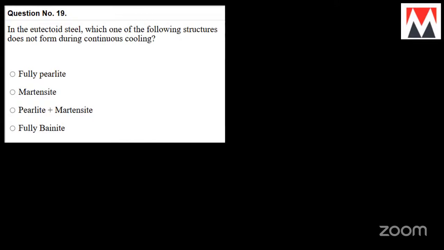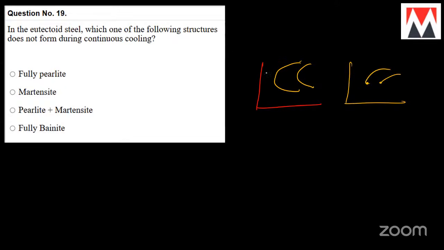So in eutectoid steel, which one of the following does not form on continuous cooling? If you have continuous cooling, which one does not form? Someone has already answered it. It is bainite. See here, one thing I want to make clear. Suppose you have this as your TTT curve. This is start, this is finish. But in continuous cooling, you'll only have this part.